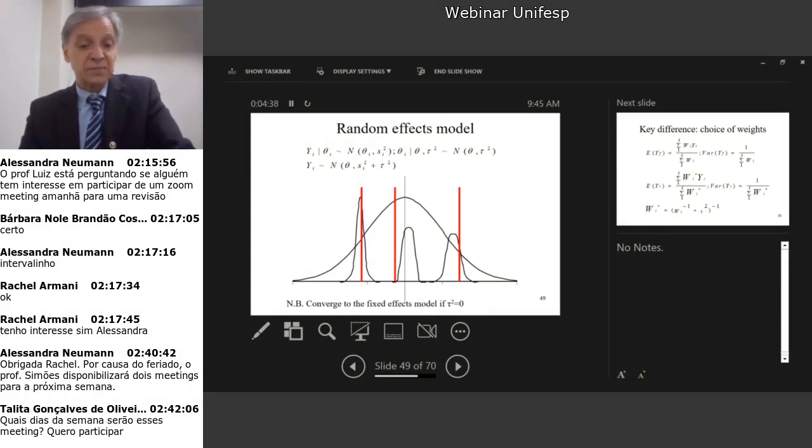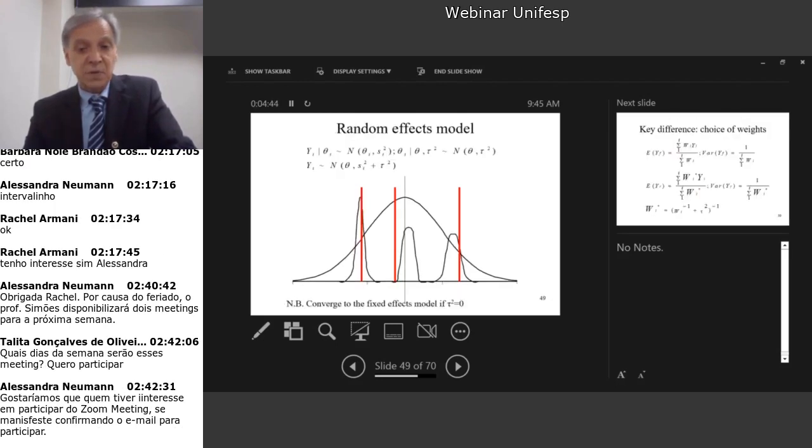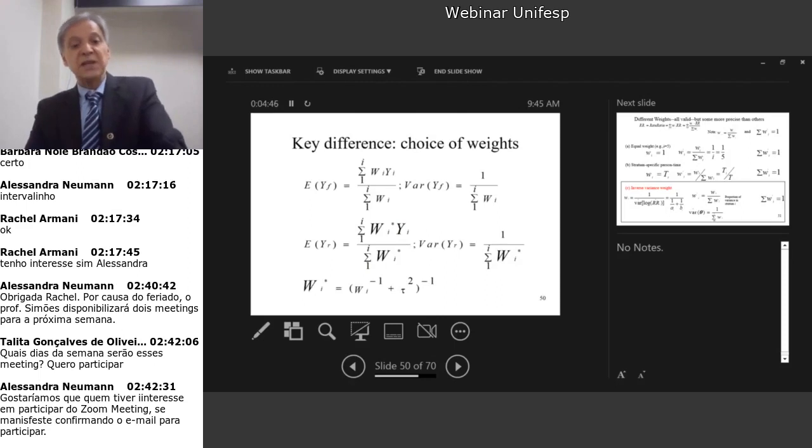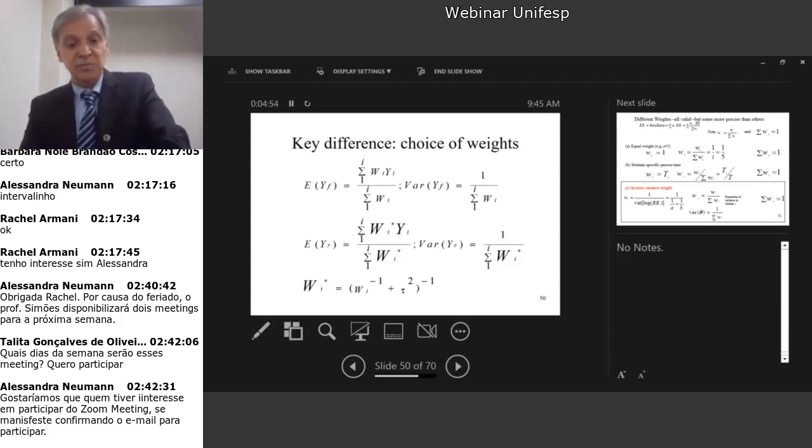If there's no random variability within each of the measures, then it becomes this. Okay? So the key difference between them is the choice of your weights. They look alike on the surface, but they come from different strategies. So the expected value for the effect, so to speak, in a fixed effect, and the variance is what you see here.